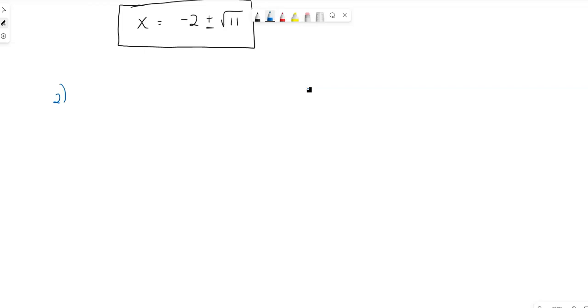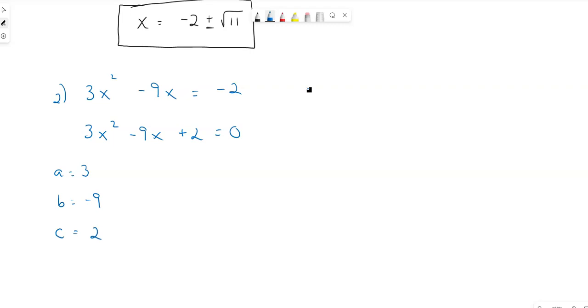Hey, for this one, I've got 3x squared minus 9x equals negative 2. First thing is move that 2 over to the other side. So I get 3x squared minus 9x plus 2 is equal to 0. Line up my a, b, and c. A is 3, b is negative 9, c is 2.